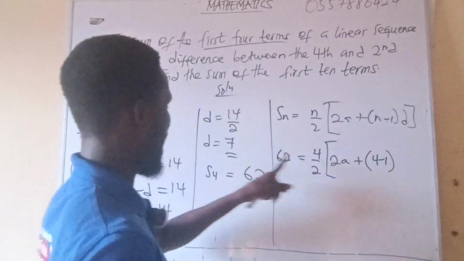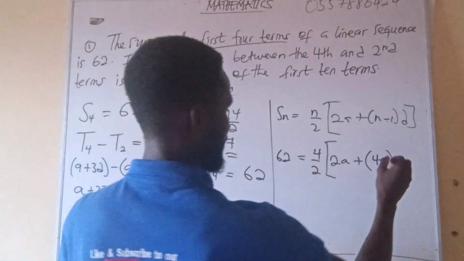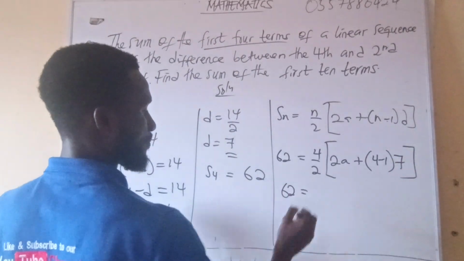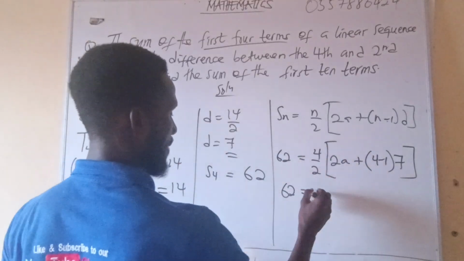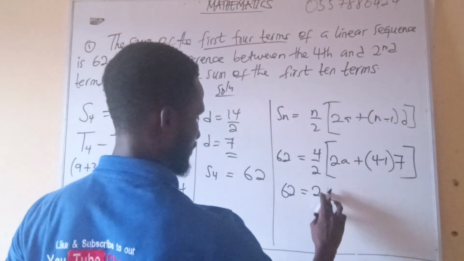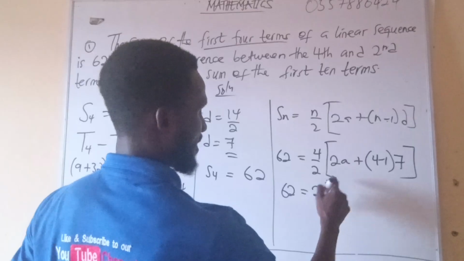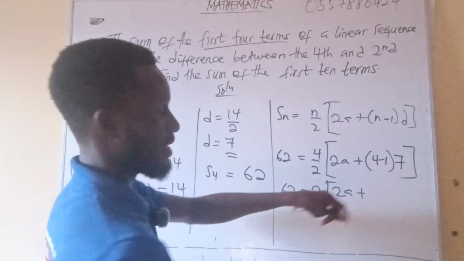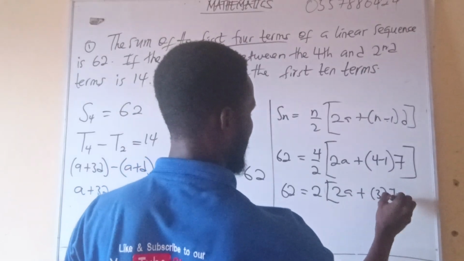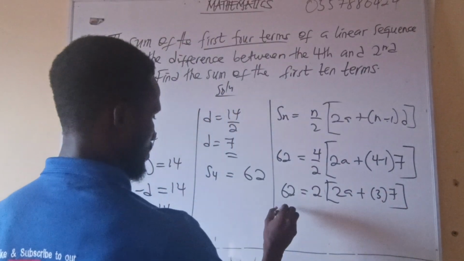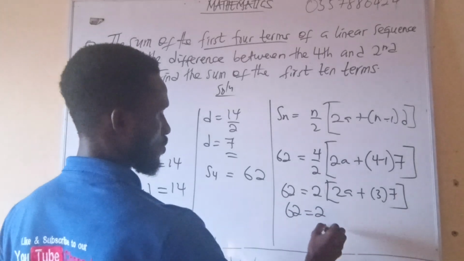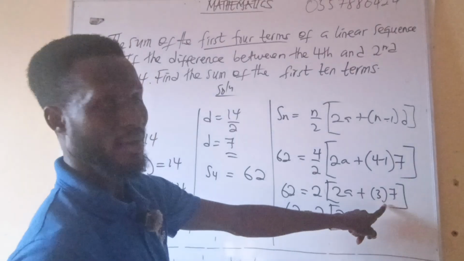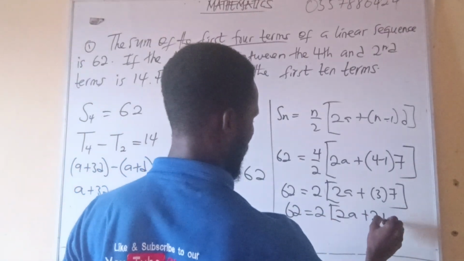What is d? I had d to be 7. So I'm going to have 62. Now 2 going into 4, how many times? It is 2 times. Now I have 2 times a plus this one gives us 3, 3 times 7. So I have 62 is equal to 2 multiplying 2a plus 3 times 7, which is 21.